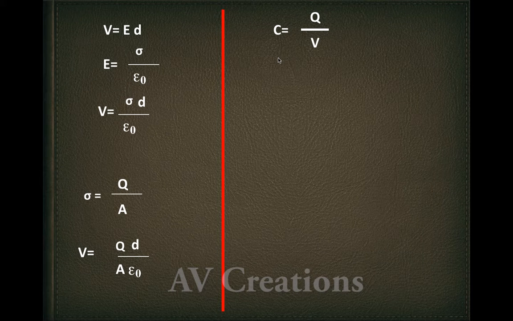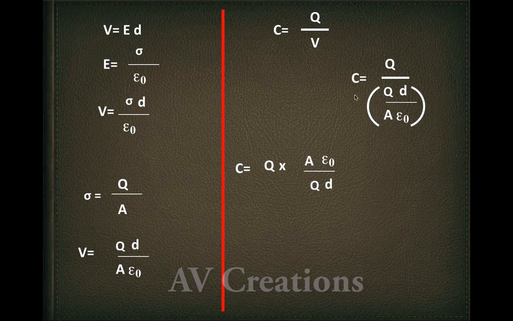Now the equation for capacitance C is Q upon V. Instead of V we can use this equation, so C equals Q upon Qd over A epsilon 0. For dividing we take the multiplicative inverse of Qd upon A epsilon 0, so C equals Q into A epsilon 0 upon Qd. These two Q will cancel each other, and the equation will be C equal to A epsilon 0 upon d.